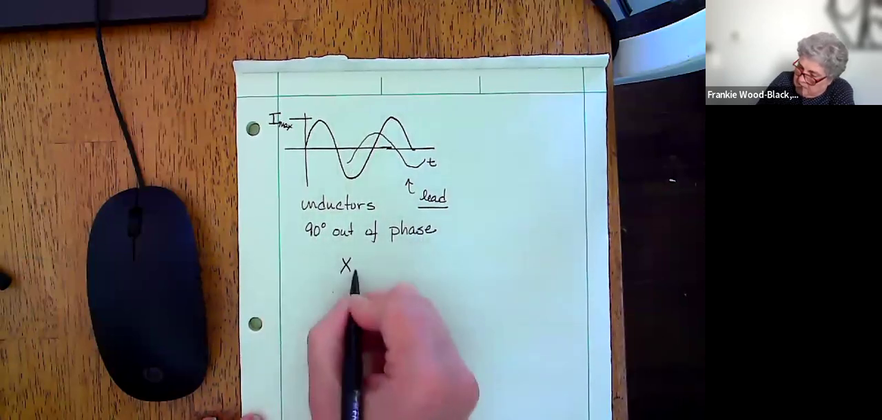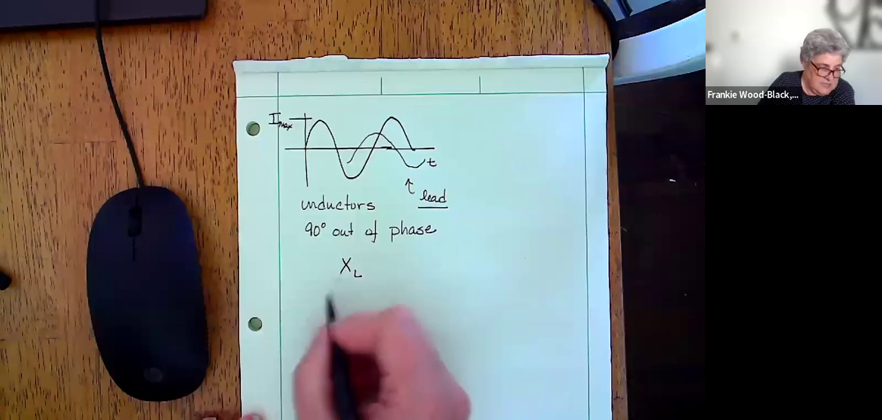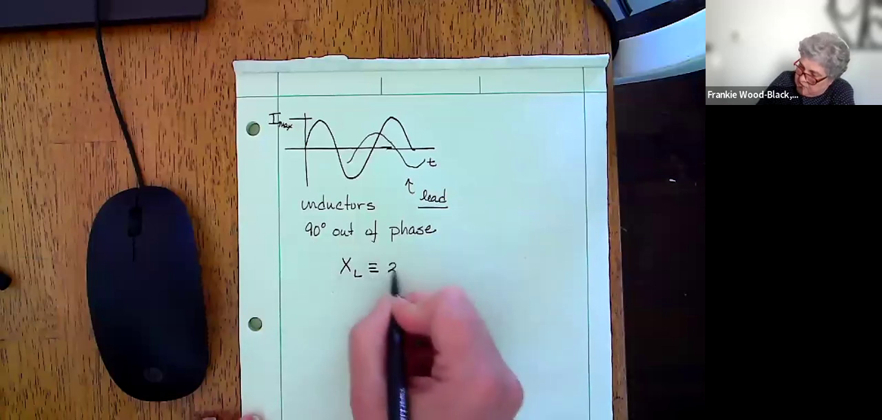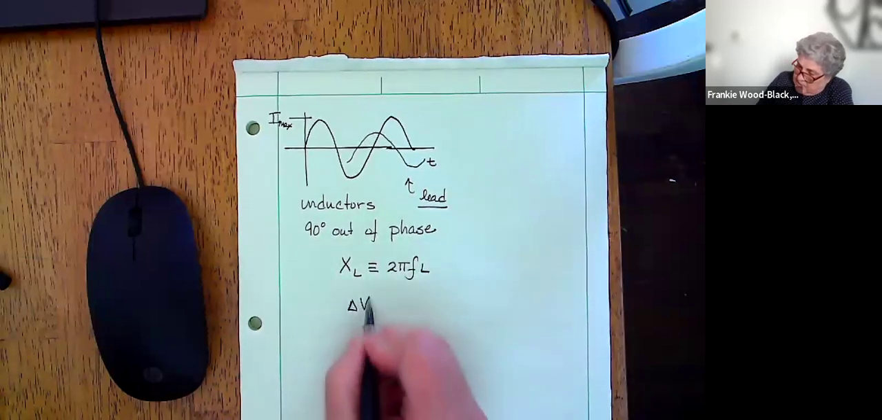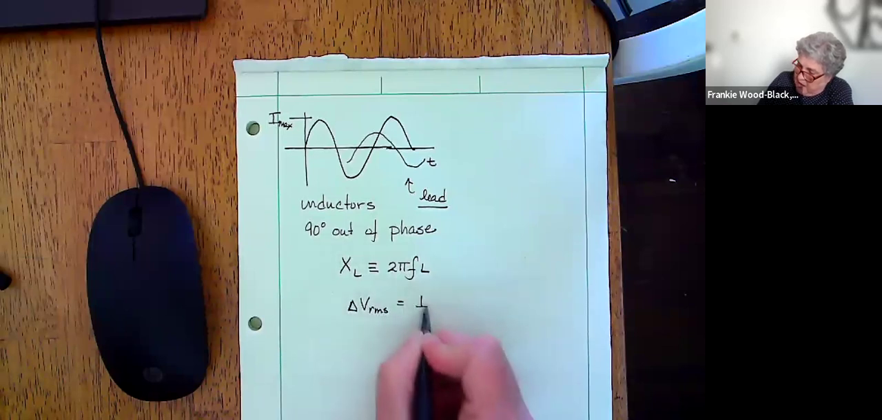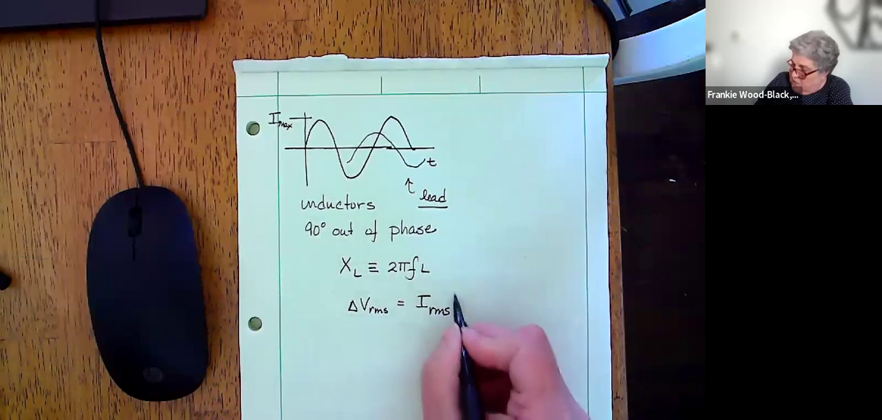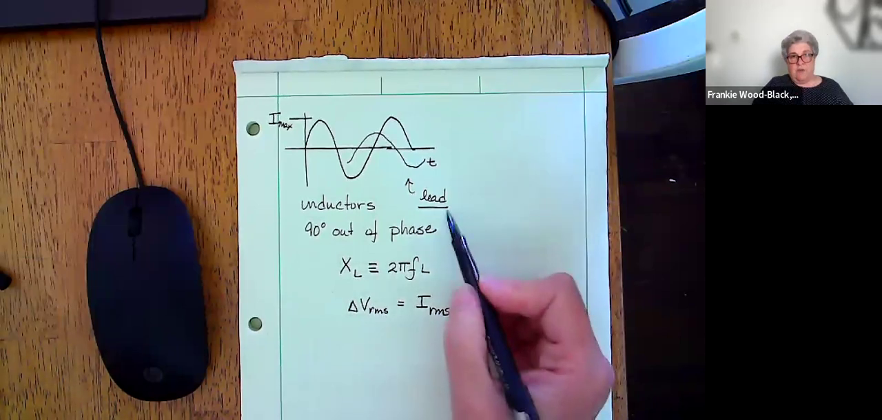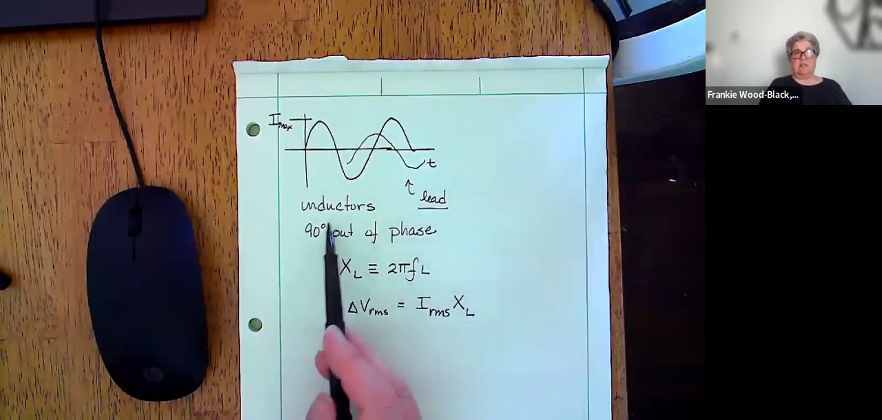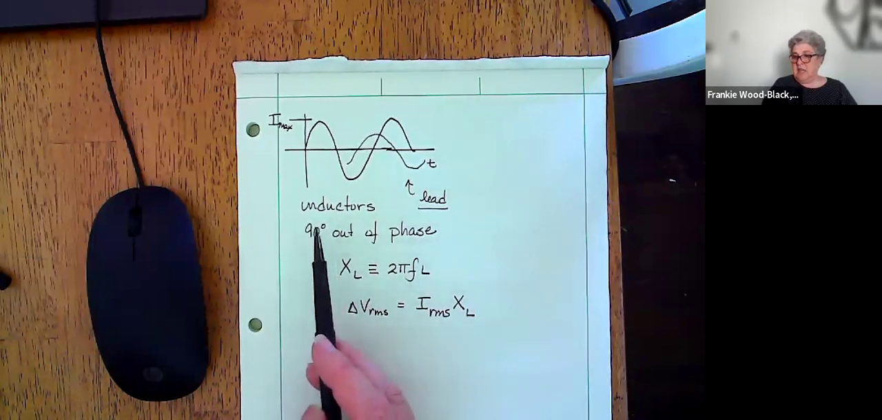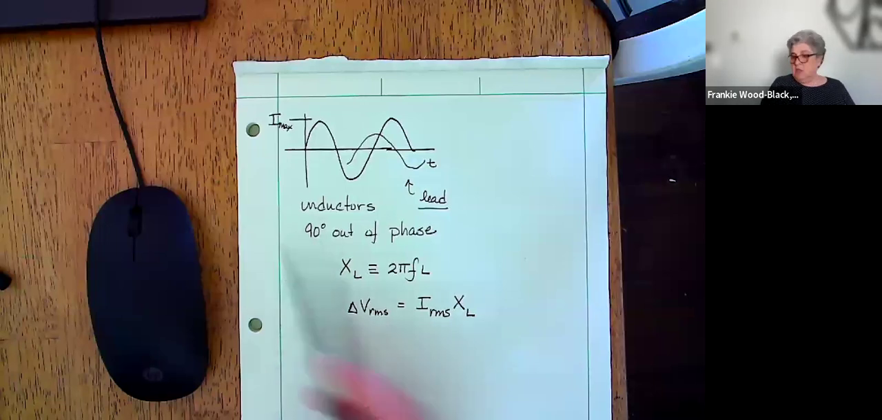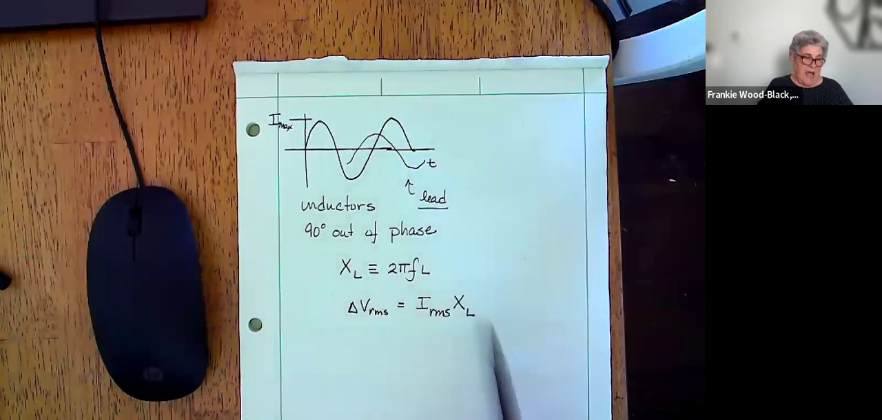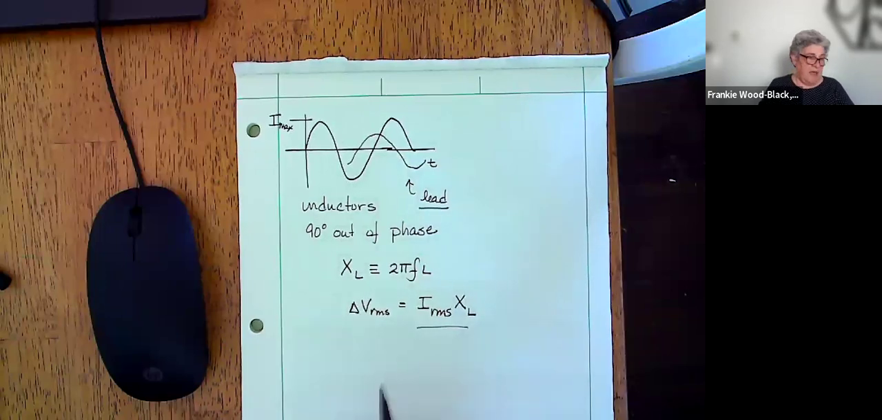And we're going to come up with an inductive reactance. This is the inductive reactance, and it's going to be defined as 2 pi times frequency times L. And again, I can have my change in voltage, RMS, is going to be my I RMS times my inductive reactance. So this is out of phase, and it leads because the inductor wants to keep the system the same way. So it's going to be ahead of our change. My capacitors are behind the change. So we're always going to lead when we have those happen.